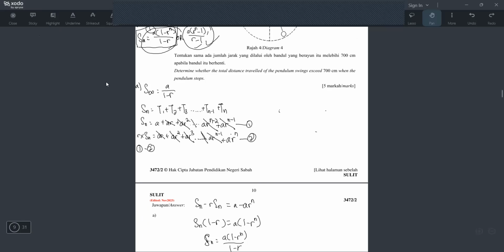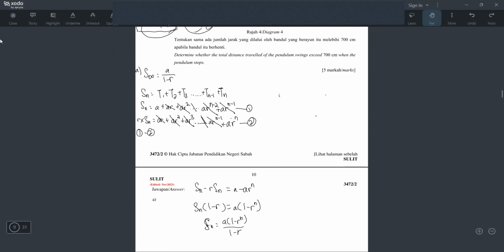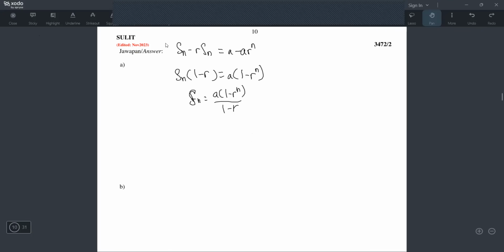Okay, but now they want me to prove the S infinity formula, right? So how do we prove the S infinity formula from here? Okay, I will continue from here. S infinity. So imagine your n is infinity, right? But what if your r is like a 0 point something number? So let's say you have 0.2. Let's try to press calculator 0.2 power 10 and see what I get.